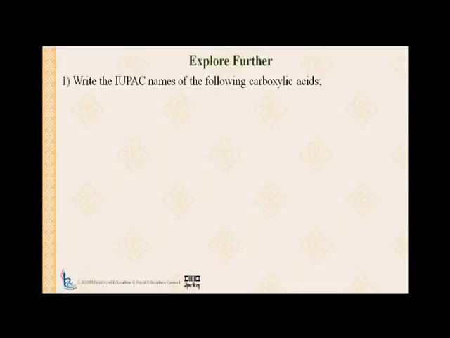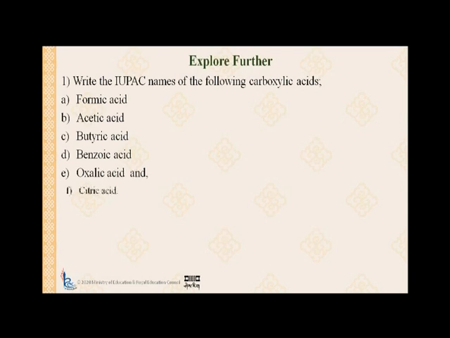So here is a question for you to explore further. The first question is quite easy. You have to write down the IUPAC names of the following carboxylic acids: formic acid, acetic acid, butyric acid, benzoic acid, oxalic acid, and citric acid. These are the common names of the carboxylic acids, so you need to write down the IUPAC name of all these acids. Then another one: name the acid that is found in a bee sting.